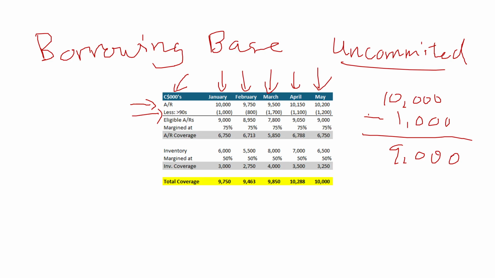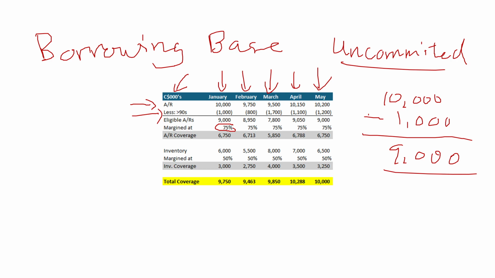And then in terms of eligible ARs, after you deduct it, we have 9 million. And the margining rate for accounts receivable is 75%. So what that means is that, yes, we have 9 million in accounts receivable, but to determine how much coverage we give, like how much of a line of credit we're going to give on that 9 million for accounts receivable, we're not going to give them 100%, right?